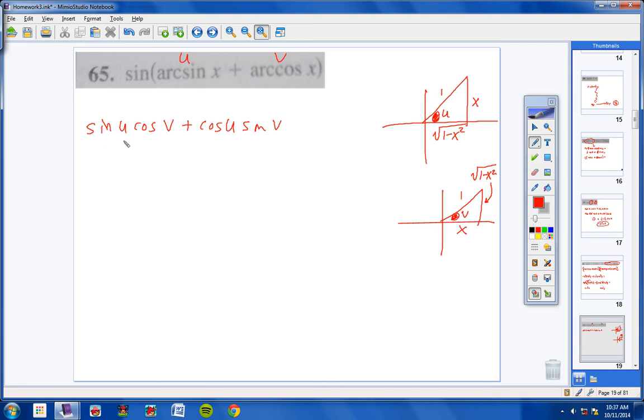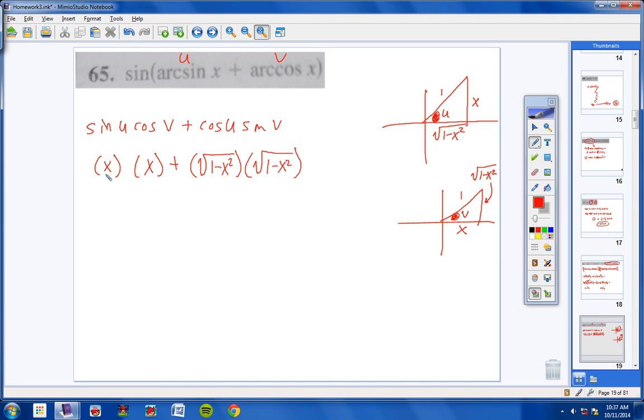Sine of u would be opposite over hypotenuse, which would be x, okay? Cosine of v would be adjacent over hypotenuse, which is x, plus cosine of u. Now, cosine of u would be adjacent over hypotenuse, so it would be square root of 1 minus x squared. Now, sine of v would be opposite over hypotenuse, so it would be square root of 1 minus x squared. Okay, now, let's simplify.